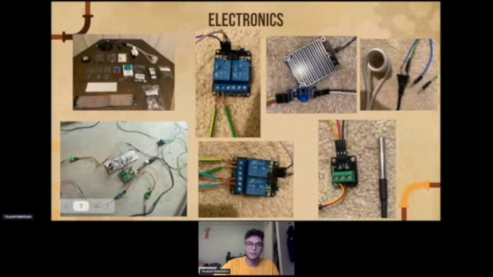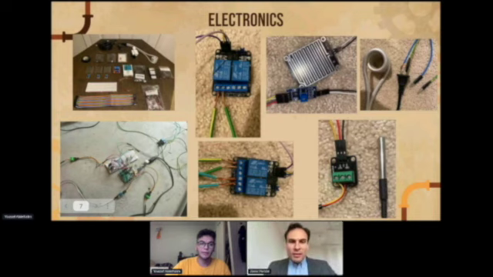But this is basically the Arduino over here. And this is the breadboard that connects all the wires together to the Arduino and the relay module. These two over here are relay modules, and a relay module is basically an on-off switch. So whenever the Arduino sends a signal to the relay module to turn on or off the valve, that's basically the on-off switch that turns the valve on or off.